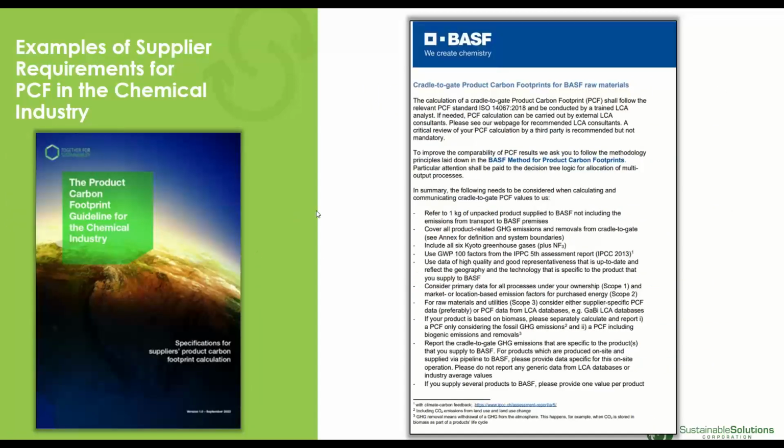And what's driving this in a big way is in the chemical industry, Together for Sustainability, which is a whole group of chemical manufacturers. They came together and said, we need to put together some specifications for suppliers on how to do product carbon footprint calculations. BASF was a huge driver of this. They developed a very detailed methodology, which then fed into Together for Sustainability and helped them model this. But if you are a supplier to a chemical company, then you're going to want to be looking at these requirements in addition to those standards that I just mentioned.